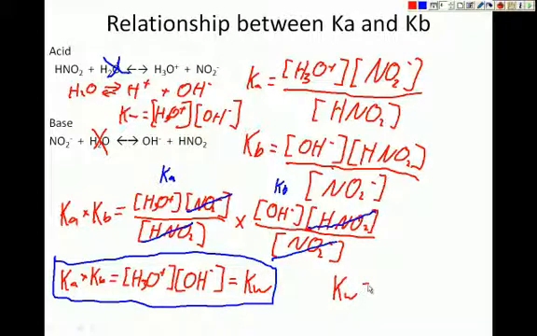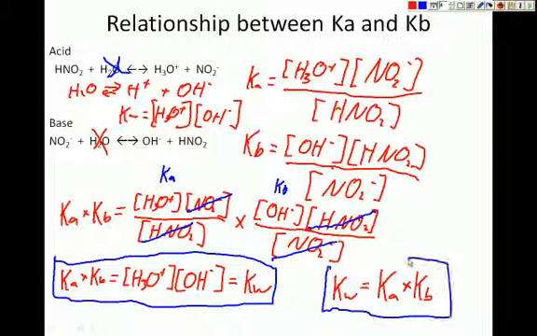Kw is also equal to Ka times Kb. So on a test, you don't ever have to derive this formula, but you do have to remember it. You have to memorize this formula. And this is how it is derived. So again, Kw, or the water constant, is equal to Ka, or the acid constant, times the base constant. So Kw is equal to Ka times Kb. And this is how we can get it from there.